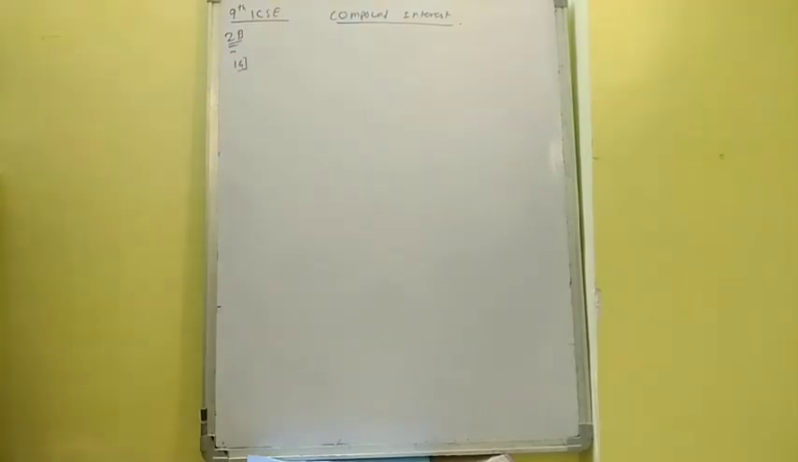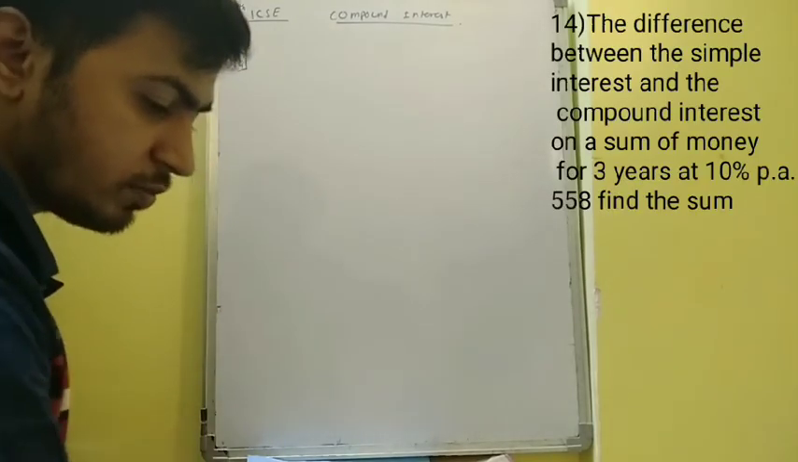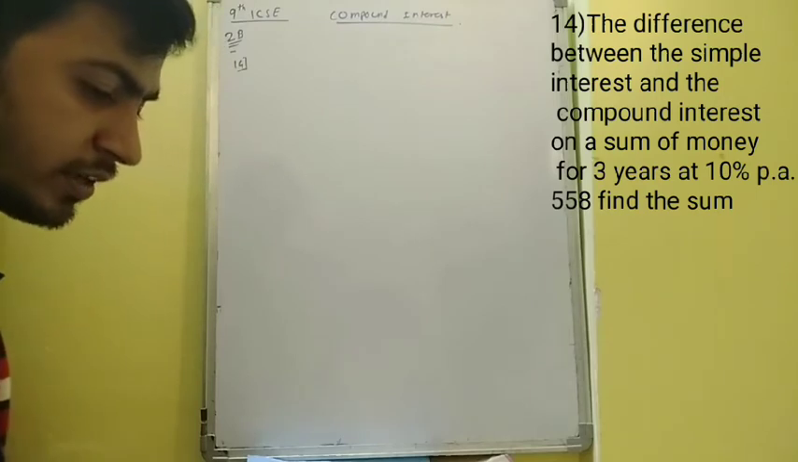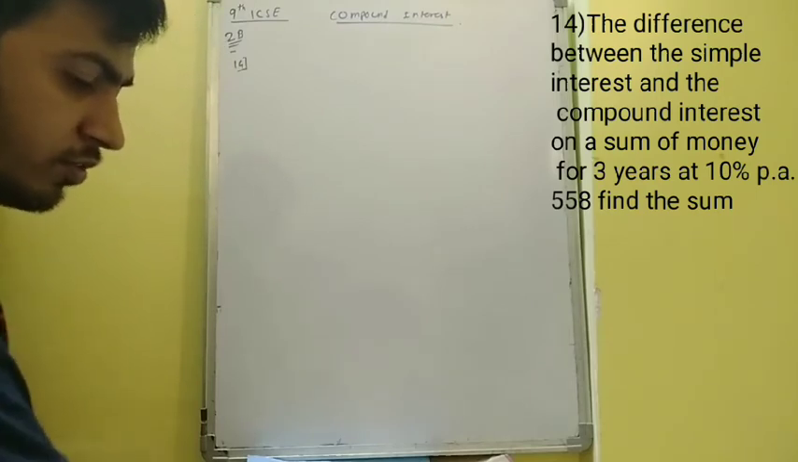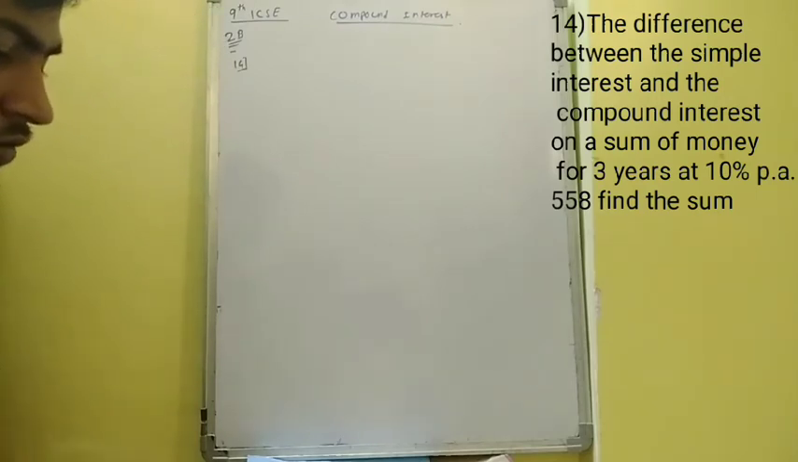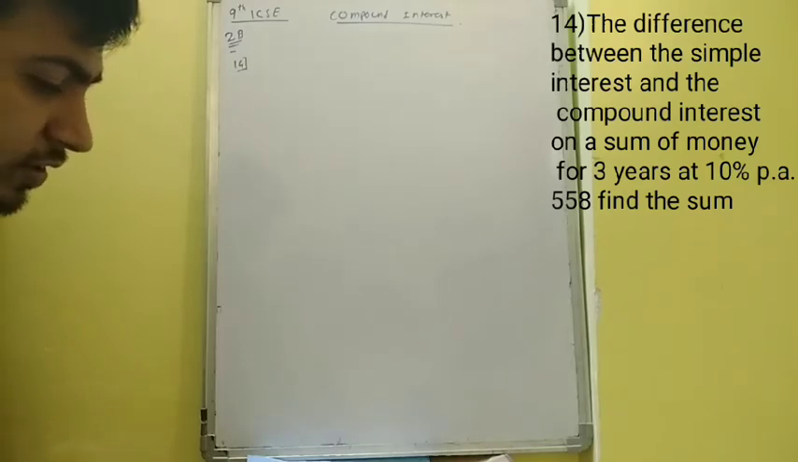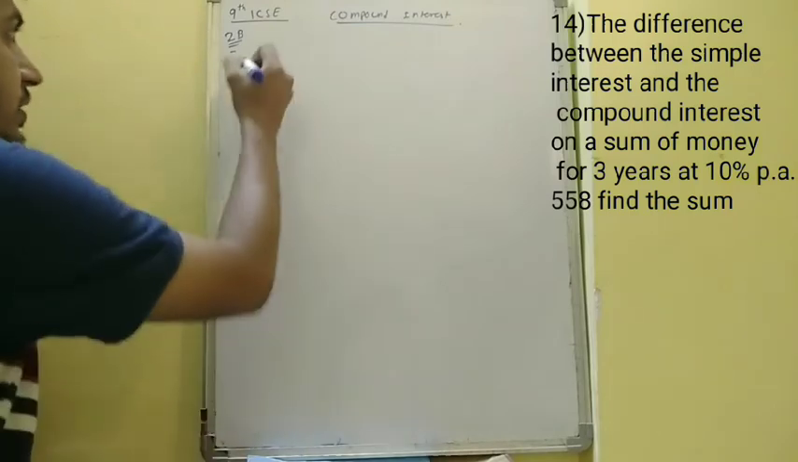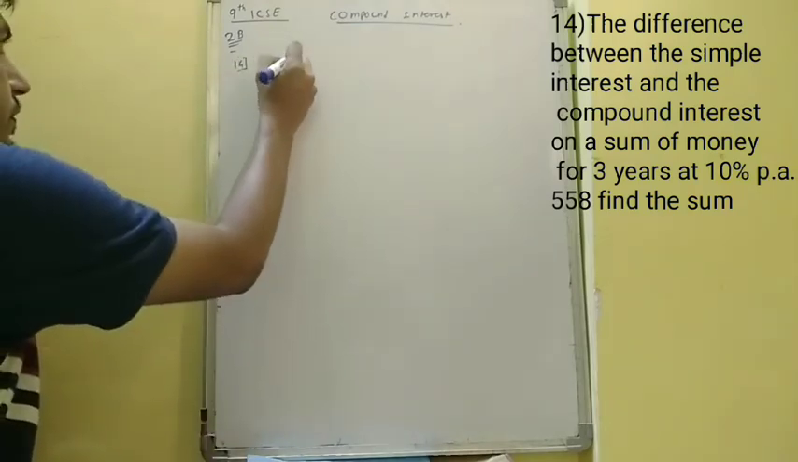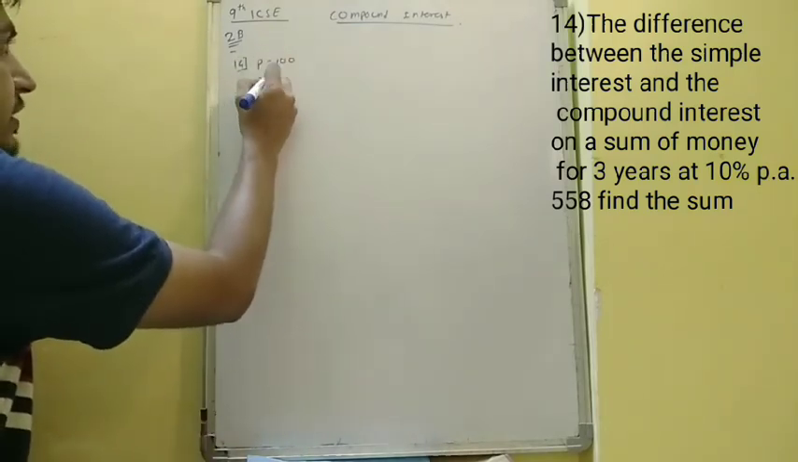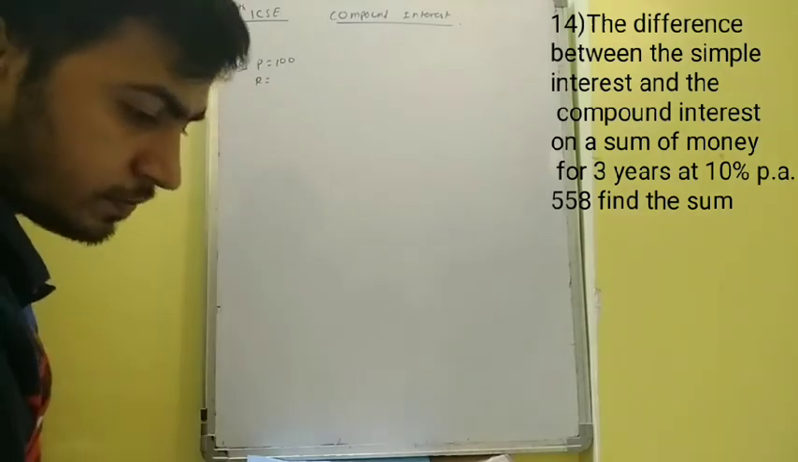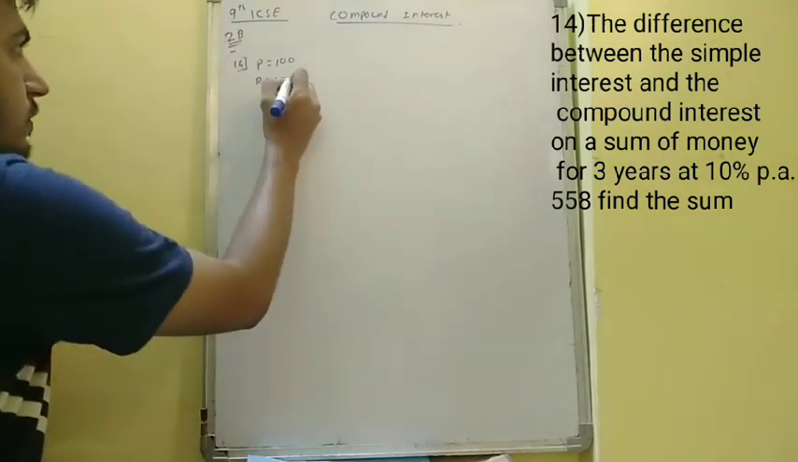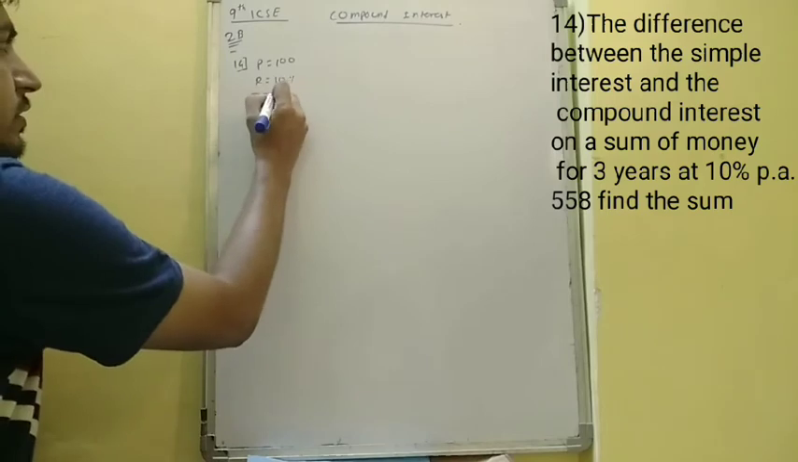Okay, the 14th sum is a similar type of question. The difference between the simple interest and the compound interest on a sum of money for 3 years. So here also difference is given. We'll try to do it. So let the principal be 100. Rate is 10% and time is 3 years.